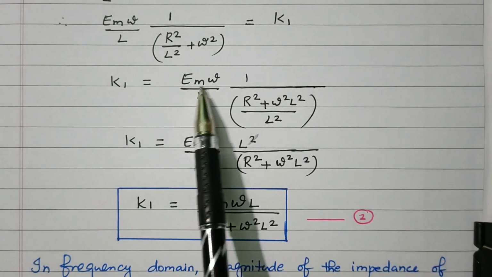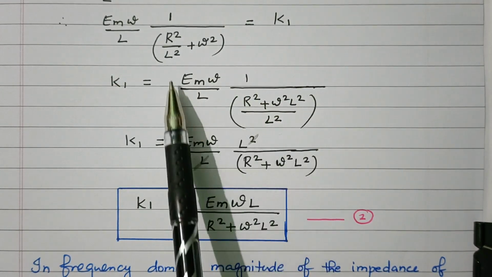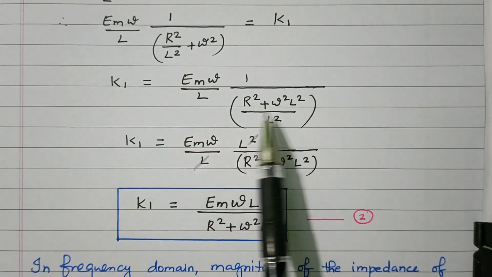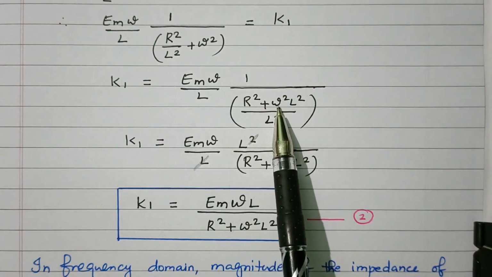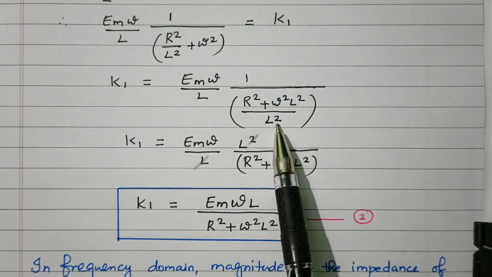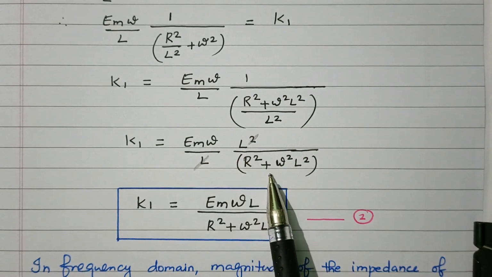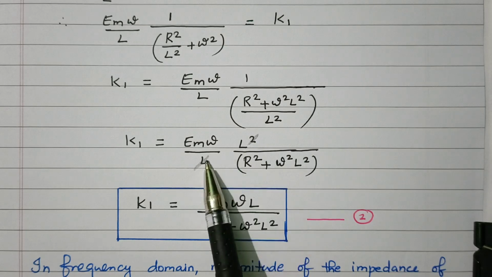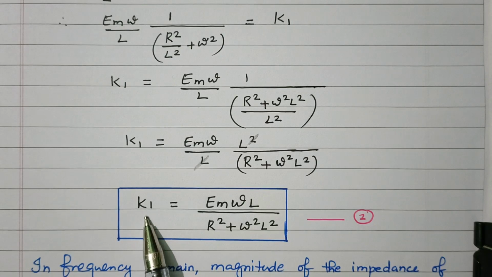So K1 equals Em omega by L into 1 divided by R square plus omega square L square by L square. We take L square as the LCM. Here L square is available for R square, and here L square is not available, so it is multiplied: omega square L square. Now this L square goes to the numerator: Em omega by L, L square divided by R square plus omega square L square. One L square term is cancelled. So Em omega L divided by R square plus omega square L square. This is the K1 value. So by substituting s equal to minus R by L, we got the value of K1.